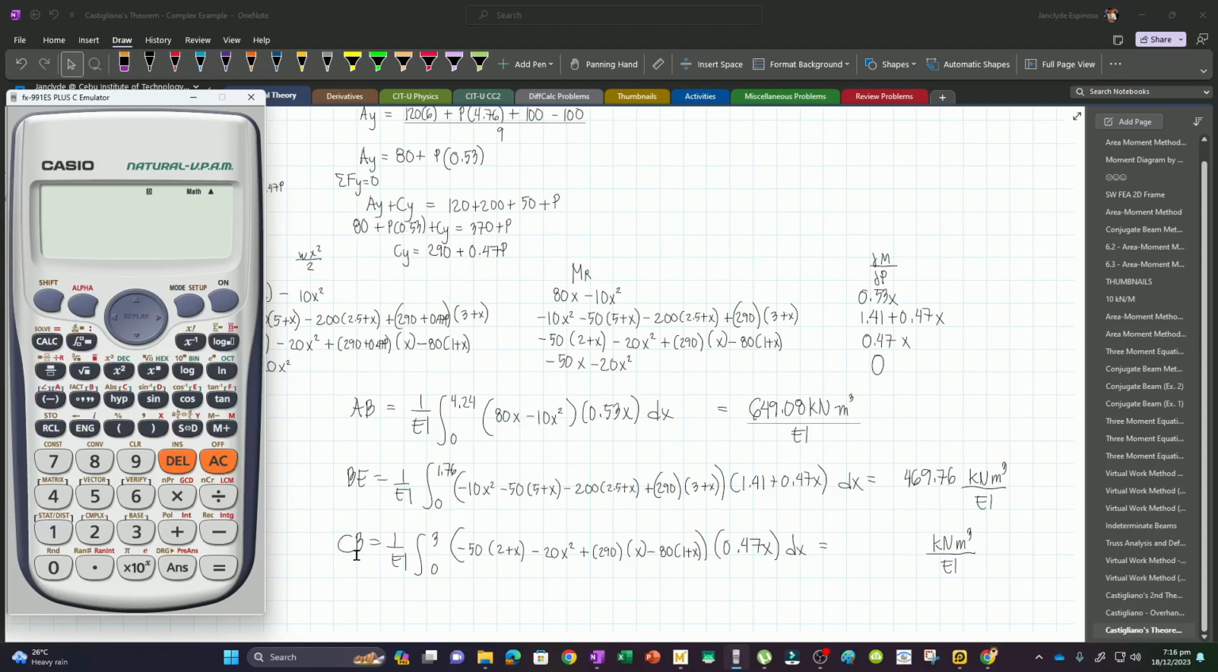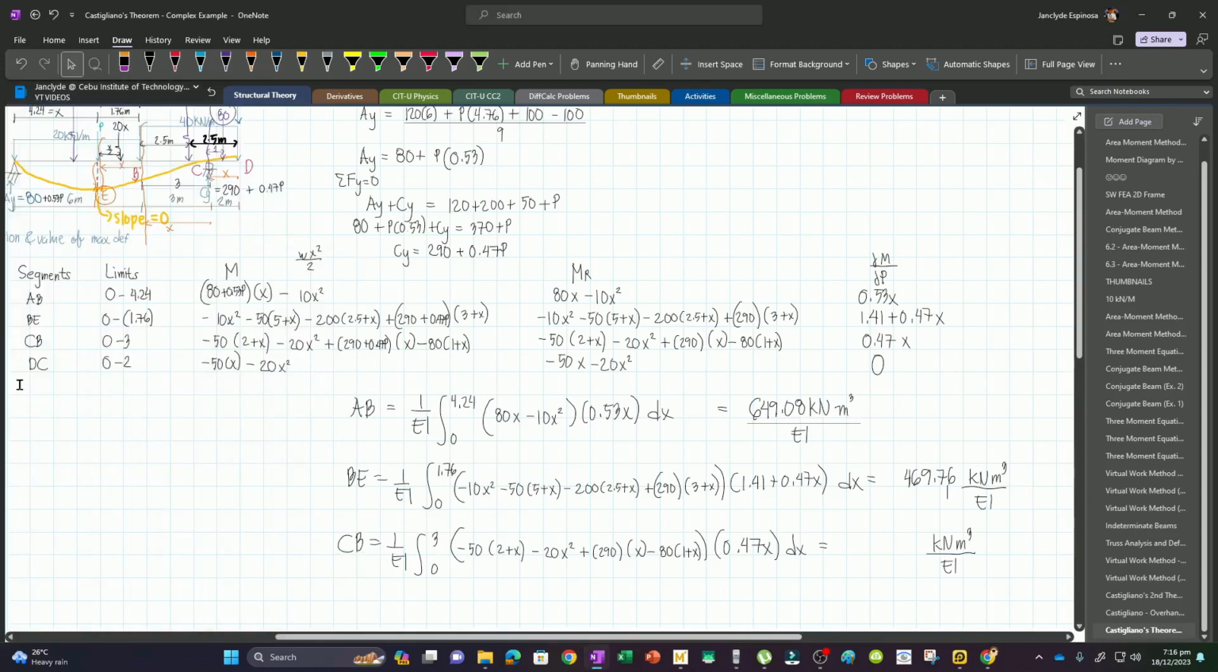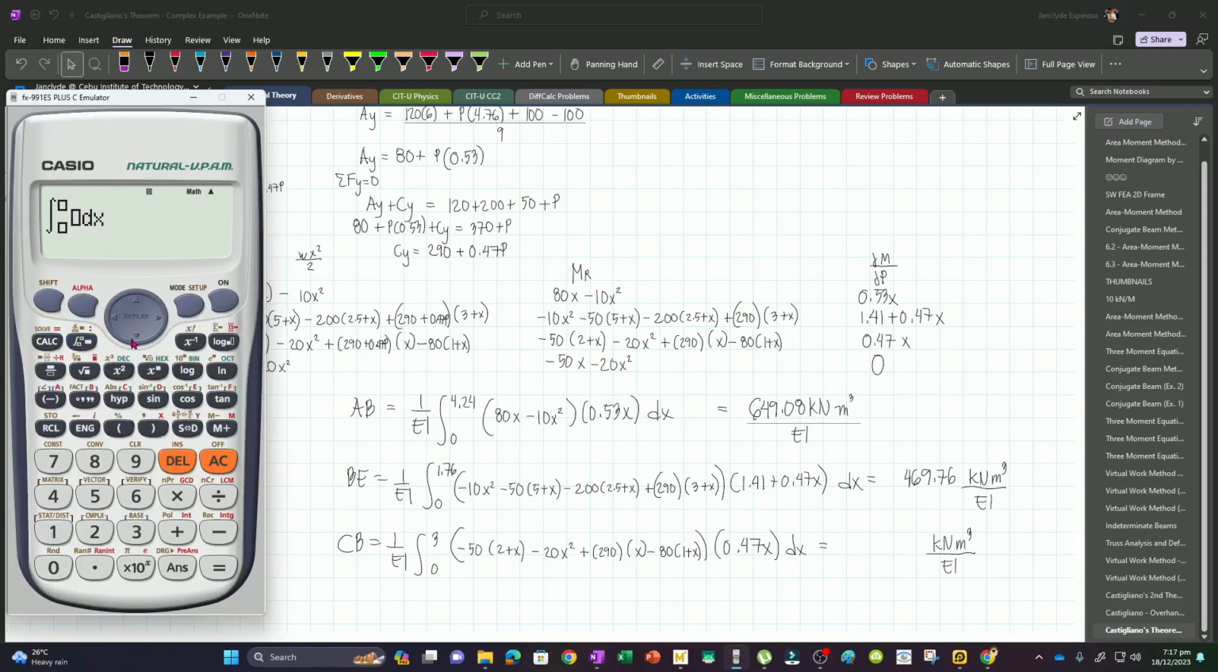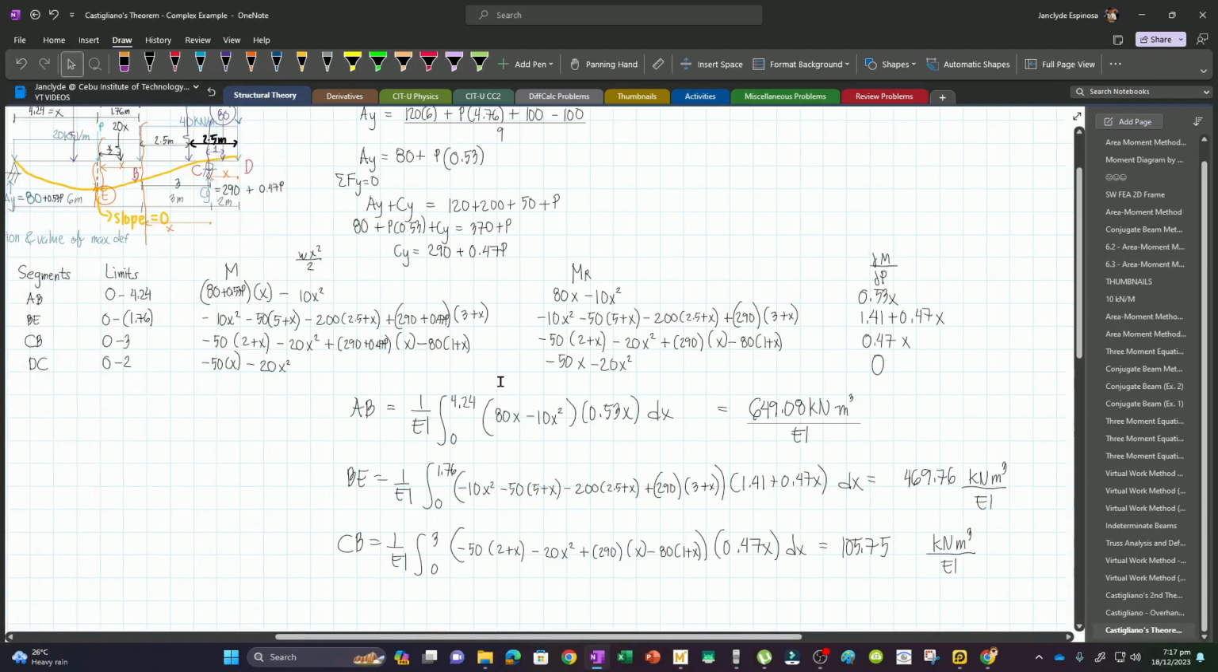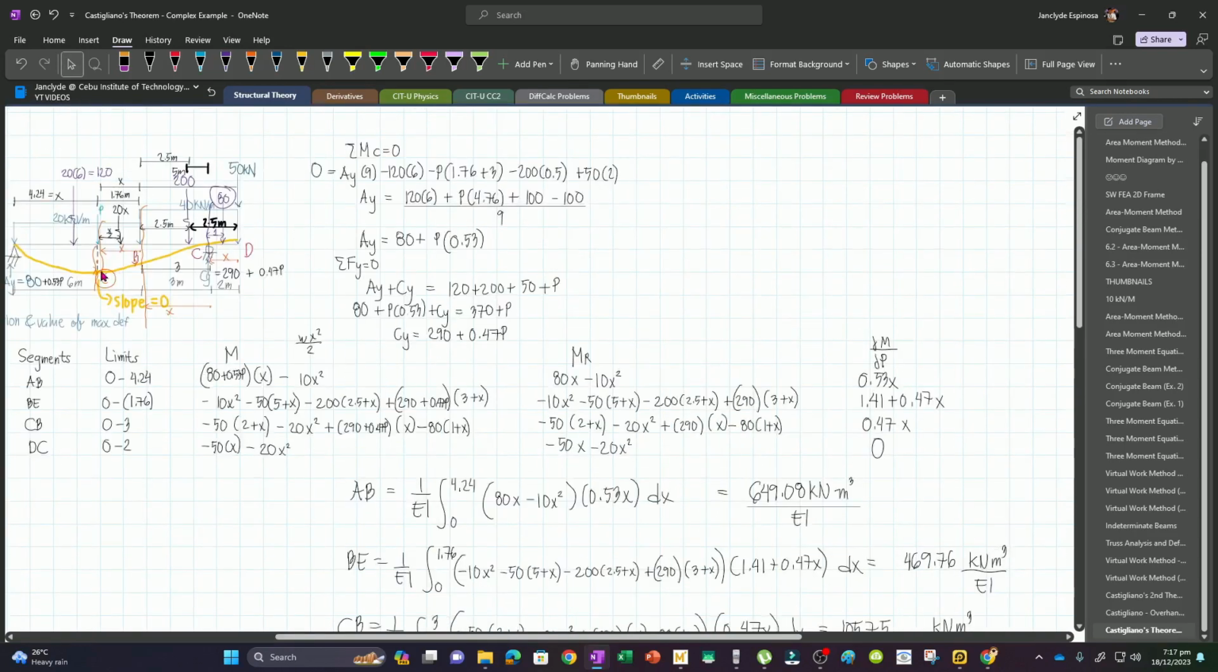And then lastly, we have segment CB. Again, we are not including segment DC because dm over dp will just be 0. And so if we will integrate that one, it will just give us 0. So from 0 to 3, we have negative 50 times 2 plus x and then minus 20x squared plus 290 times x minus 80 times 1 plus x. And then we will multiply that by 0.47x. And so that will be 105.75.